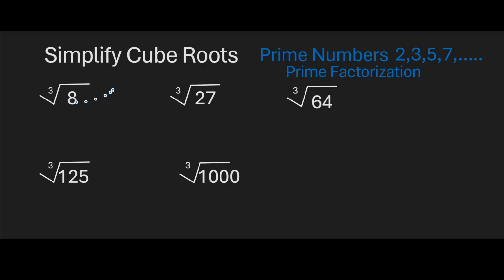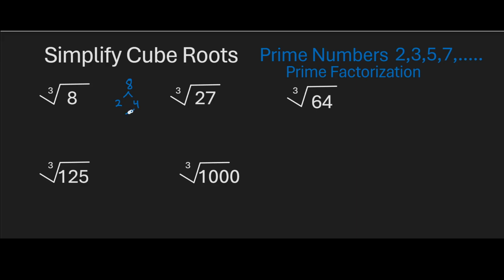And what I'm going to do is rewrite number 8 and find its prime factorization. I always like to start with the smallest prime number. In this case, I'm going to be dividing 8 by 2, and the answer should be 4.